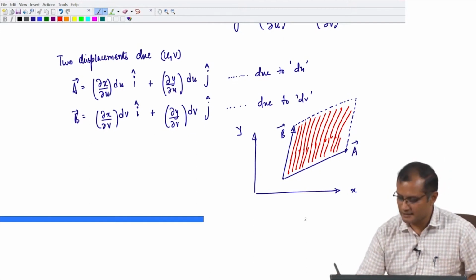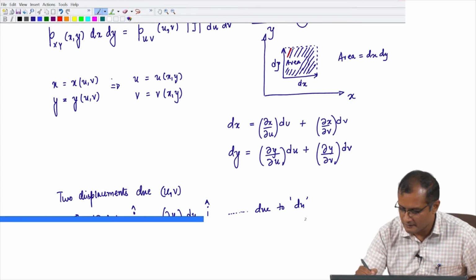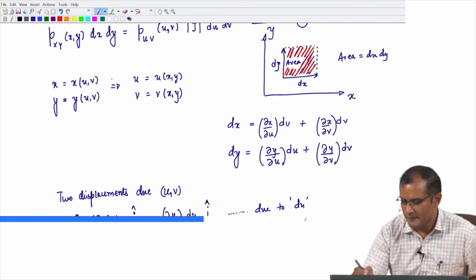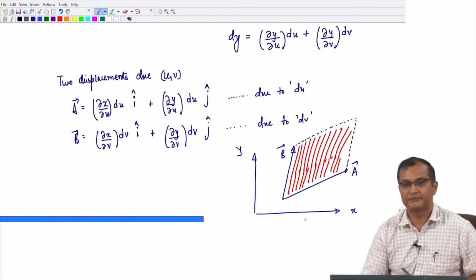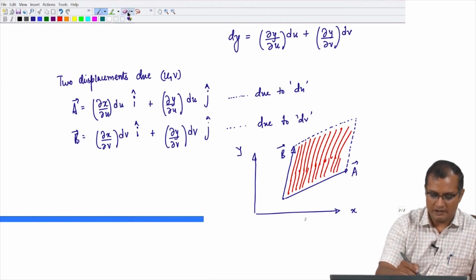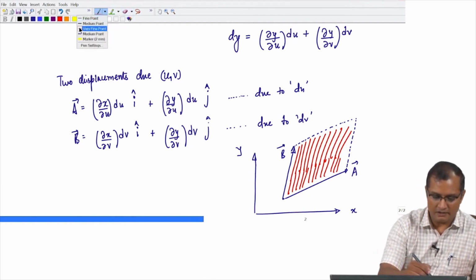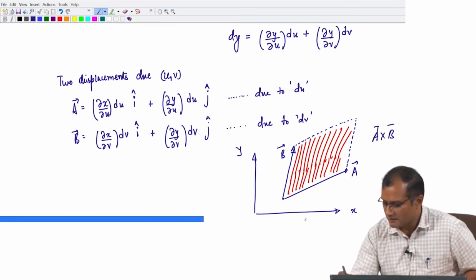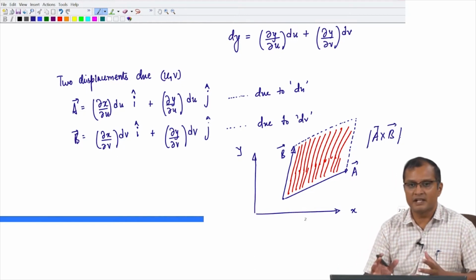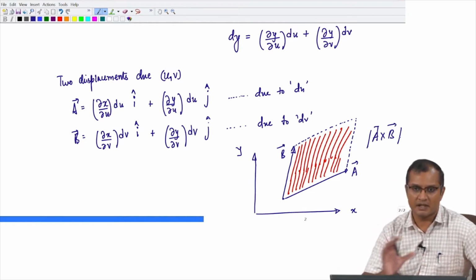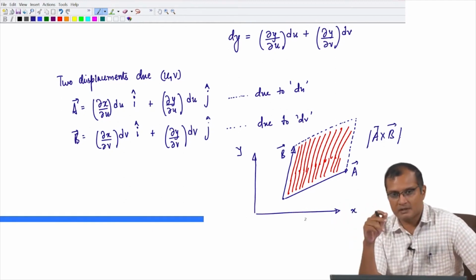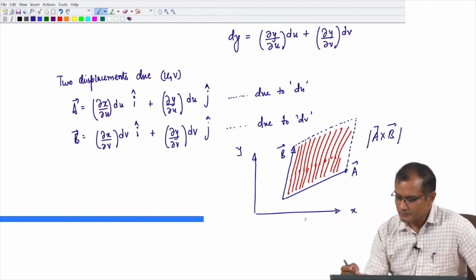So, I will say that this region here has the same area as the shaded region here. Of course, the area in the shaded region is given as A cross B, and I want the magnitude of the area. So, I have taken the magnitude of A cross B. That is the typical formula for area of a parallelogram with sides that are A and B.